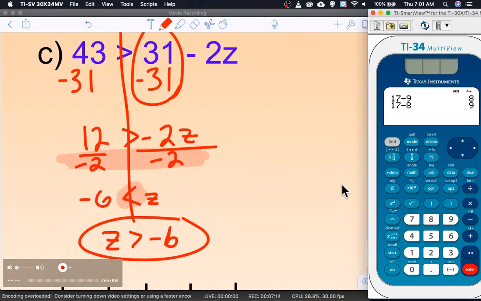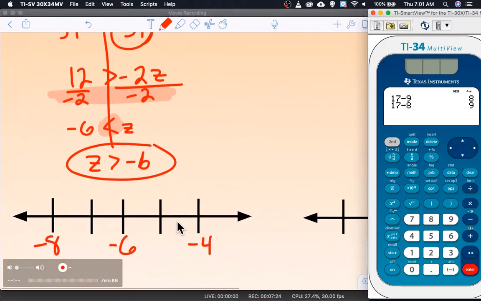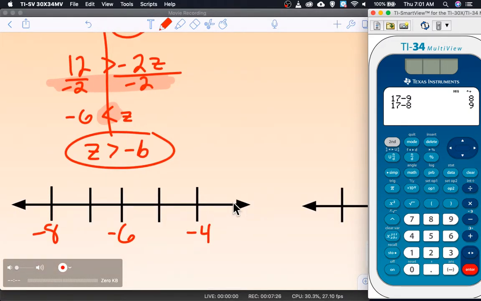And now we graph. -6. Nope, see, I almost made that mistake. I was putting a -8. That would be a -4, and that would be the -8. Remember, in negative land, these numbers are less negative. As you get smaller, the numbers are more negative. I get a hollow dot, and I'm shading greater than to the right.